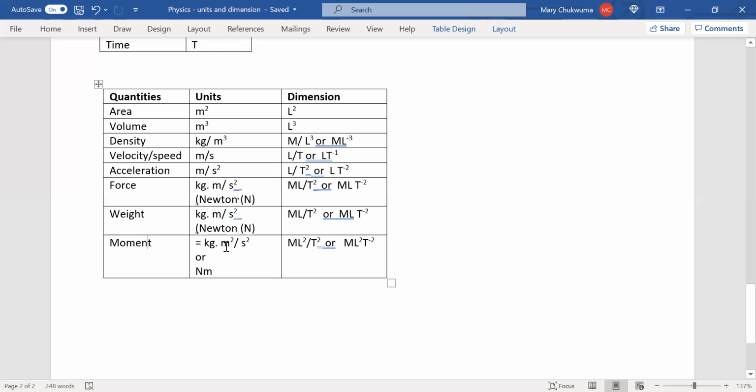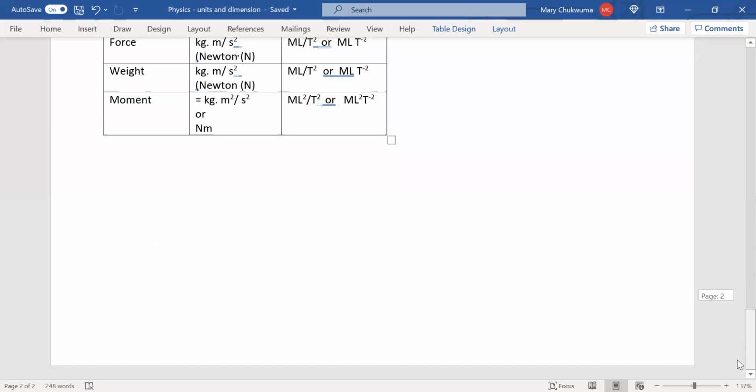So moment is equal to force times perpendicular distance. So you see, you have it this way: force times distance. Okay, so if you express this in its dimension, you have kg, that is M, m squared is L squared, and s squared is T squared. So that is it.